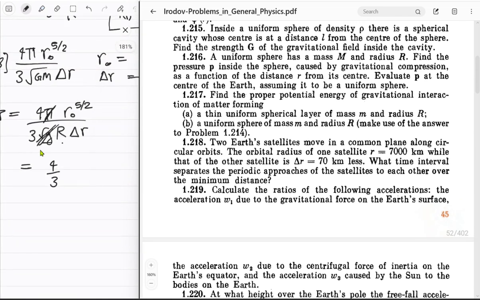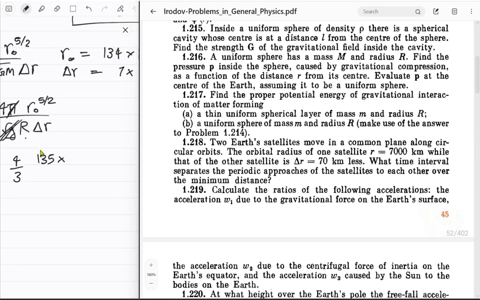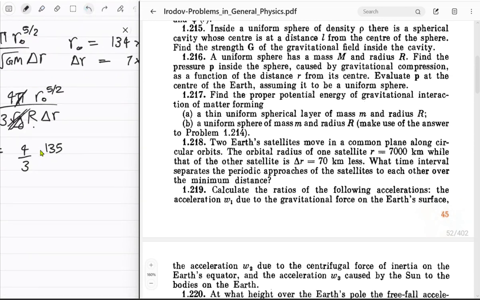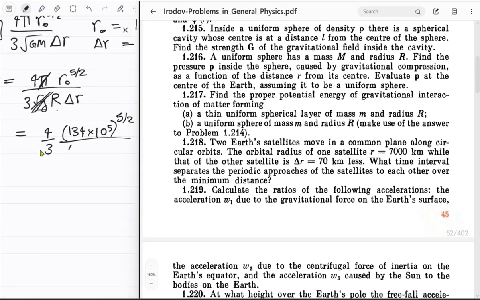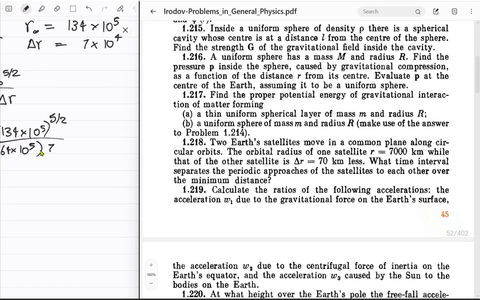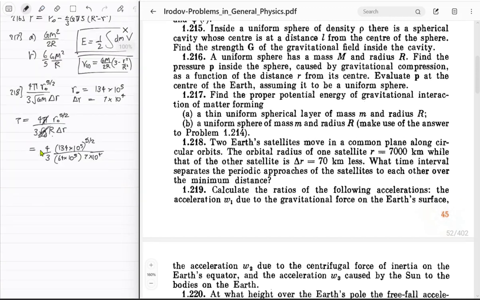So 4 upon 3, r naught is just this stuff. So 135 times 10 power 134, doesn't matter, but whatever. Power of 5 upon 2 upon capital R, which is, right, it's just 64 times 10 power 5. And then you got delta R, which is 7 times 10 power 4. Hopefully this will give us something nice. And yeah, okay. 134. The 2 times of that is like 128. 128 versus 134. Close, but not close enough to cancel it directly.